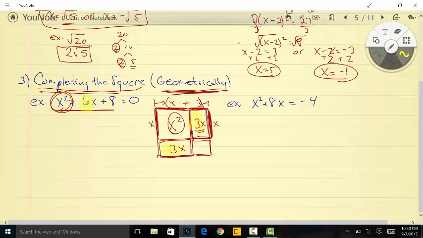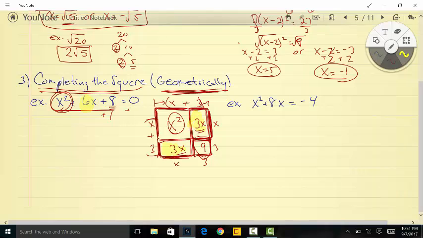And then since this is 3x down here, and this side is x, this dimension here would also have to be 3, making this side of the square x plus 3. And then down here in this bottom corner, this would be a square whose dimensions are 3 by 3, which has an area of 9. Now our quadratic does not end in a 9, it ends in an 8. But if we add 1 to that, 8 plus 1 makes 9.